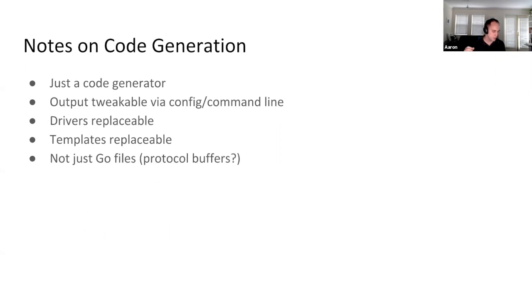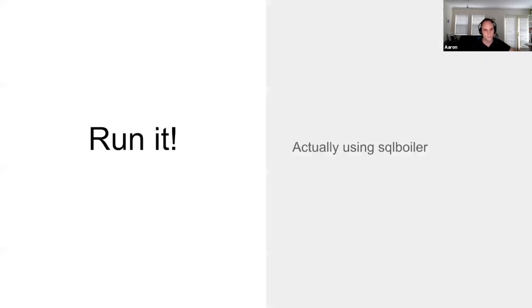Notes on code generation. A lot of people miss this. SQLBoiler for the most part is just a code generator. It's got output that's tweakable via config and command line. But the cool thing is the drivers are replaceable. Like I said, you can write your own driver for whatever. Templates are replaceable. And you don't just have to stick to Go files, which I think is a really cool feature, because in projects that I'm creating, I'm using protocol buffers, I'm using gRPC, all these sorts of things. You can generate files for this based on your database structures. And a lot of the time, that's what you want to do when you're creating an API, maybe with some changes, but hopefully you can accomplish that via Go's templating language. It's just a very neat feature.